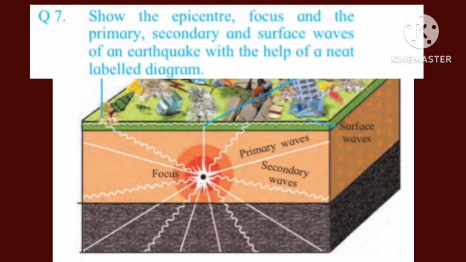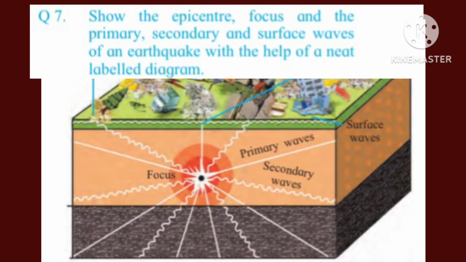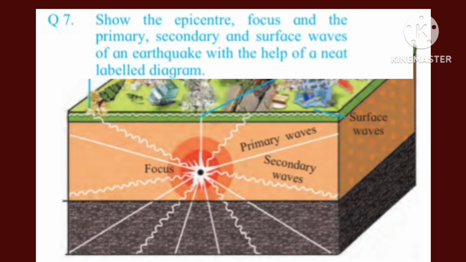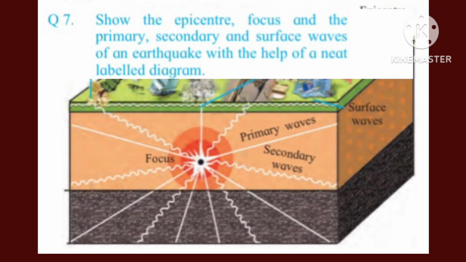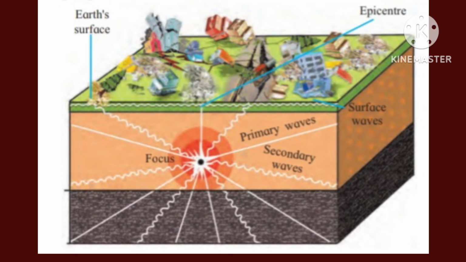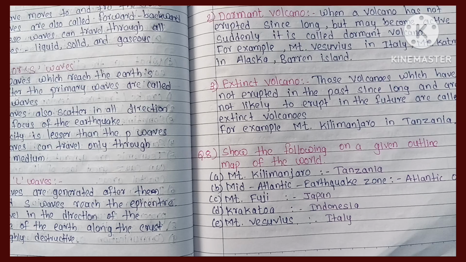Seventh question. Show the epicenter, focus and the primary, secondary and surface wave of an earthquake with the help of a neat labelled diagram. Here we have to label this diagram well. Eighth question. Show the following on a given outline map of the world.